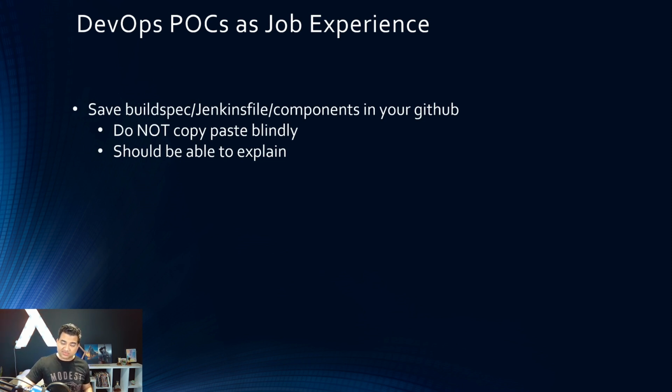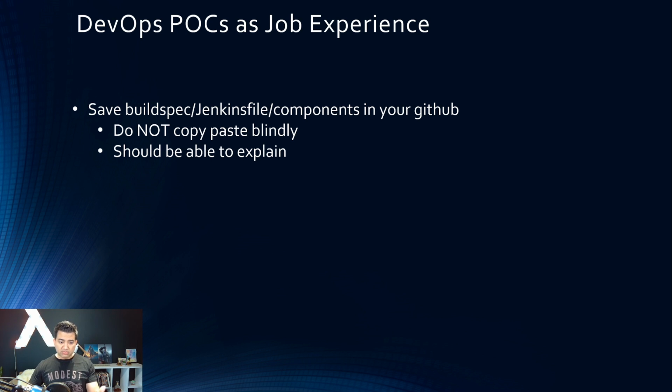Whatever proof of concepts you are doing, save those components such as build spec file or Jenkins file in your personal GitHub. Do not just copy paste from other folks blindly, because you won't be able to explain it. The problem with a program or a build spec or Jenkins file is, unless you did it, it is very difficult to explain what the other folks did, right?